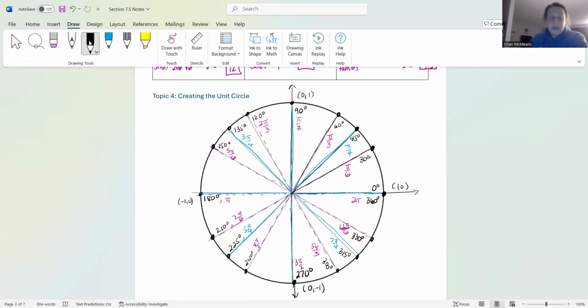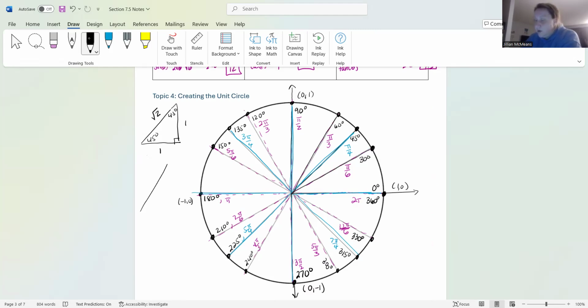Okay, so we need to remind ourselves of the 45, 45, 90 triangle. This is in your notes from a previous section, maybe 7.3. What we found were the lengths of the two legs of the triangle each had a length of 1, and then the hypotenuse was square root 2.